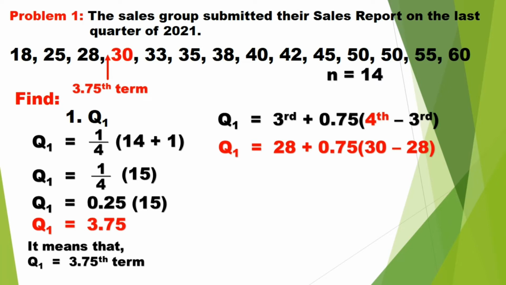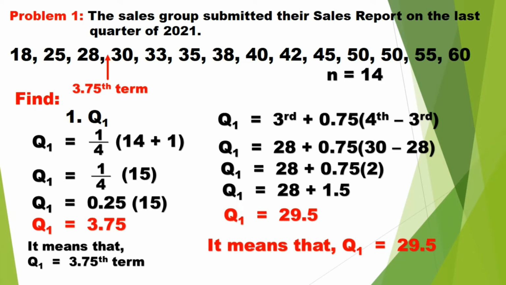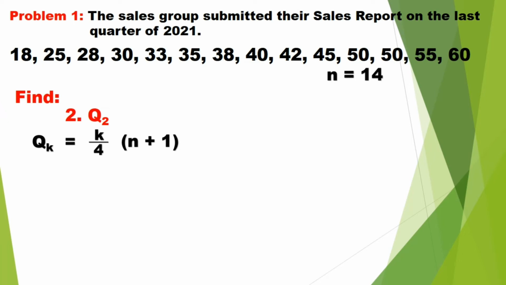Solve first inside the parentheses. 30 minus 28 equals 2. 2 multiplied by 0.75 equals 1.5. Add 28 and 1.5 equals 29.5. Therefore, the exact value of the first quartile of this problem is 29.5. Next, let us also solve the Q sub 2 or the second quartile of the same problem.